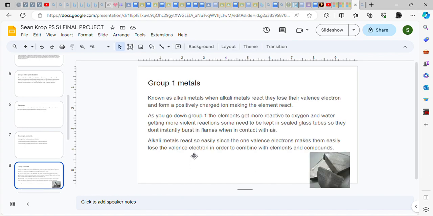Group 1 metals, known as alkali metals. When alkali metals react, they lose their valence electron and form a positively charged ion, making the element react. As you go down group 1, the elements get more reactive to oxygen and water, with more violent reactions. Some need to be kept in sealed glass tubes so they don't instantly burst into flames in contact with air. Alkali metals react so easily since their 1 valence electron makes them so easily lose the valence electron in order to combine with other elements and compounds.